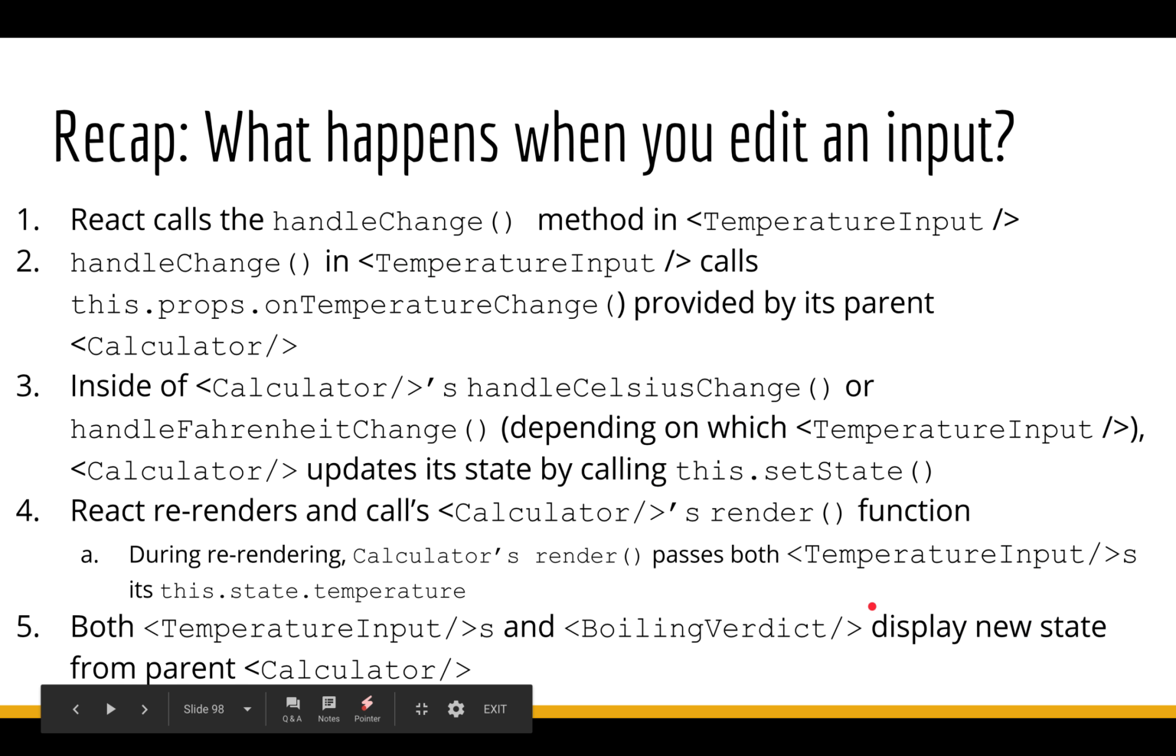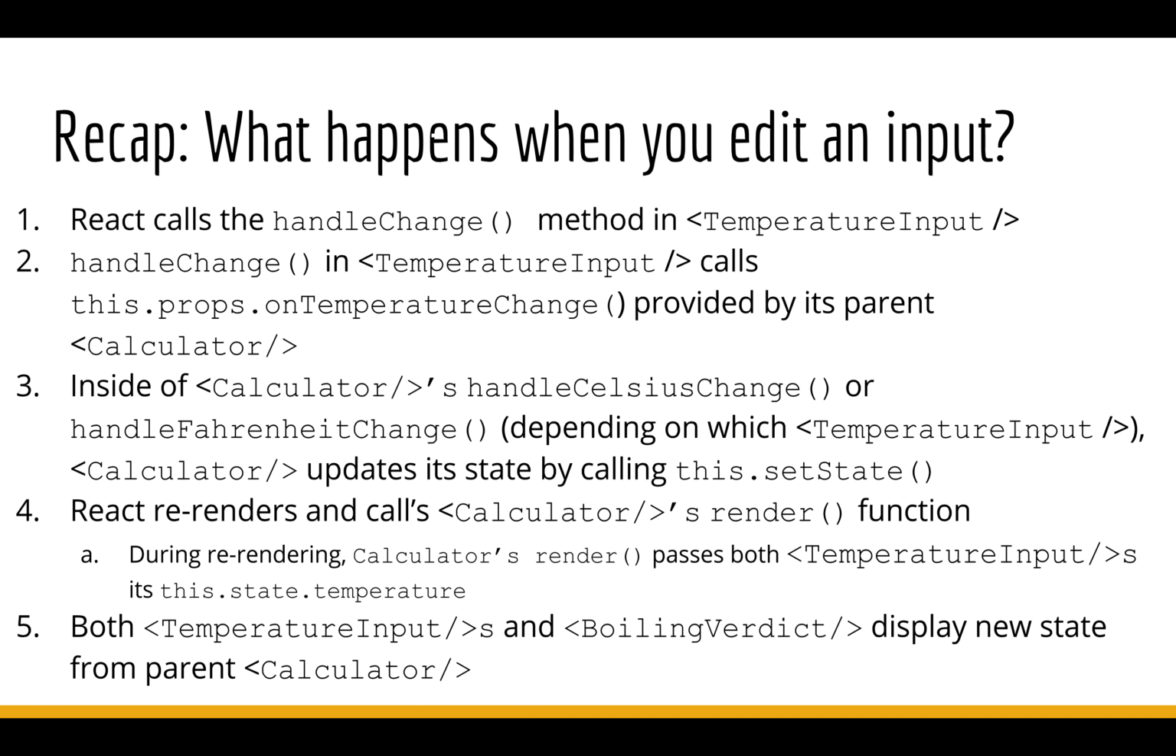Okay, so I want to go over one more recap here to make sure that everyone is still on the same page. And really this recap is for when you're looking through the slides later without the video. But in general, when we edit an input in temperature input, React is going to call the handle change method. And then the handle change method inside of temperature input is actually going to rely on this.props.onTemperatureChange, which is provided by the parent calculator. So then at that point, we're inside calculator, and then calculator will either call handle Celsius change or handle Fahrenheit change, depending on which temperature input it is, the Fahrenheit or the Celsius one.